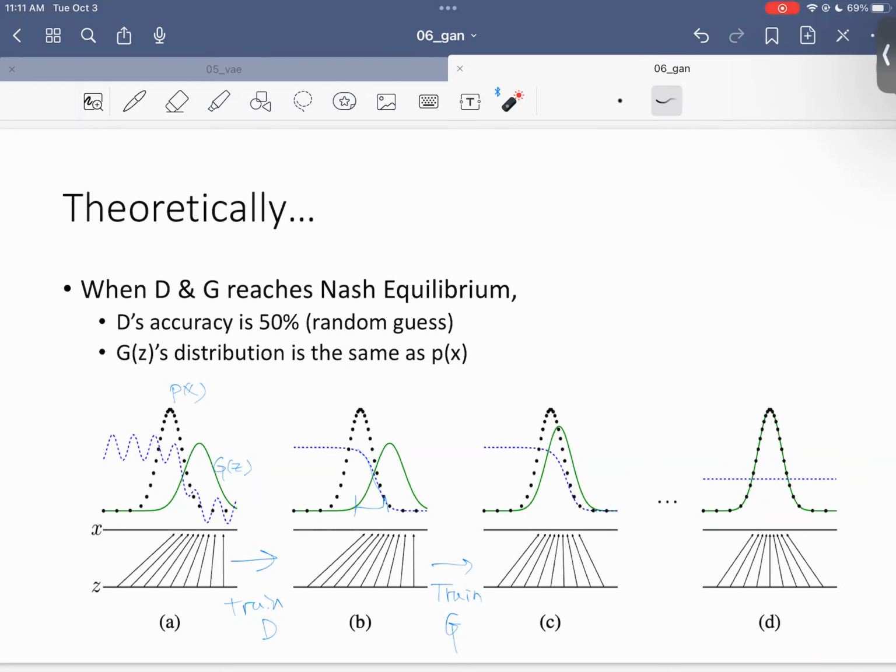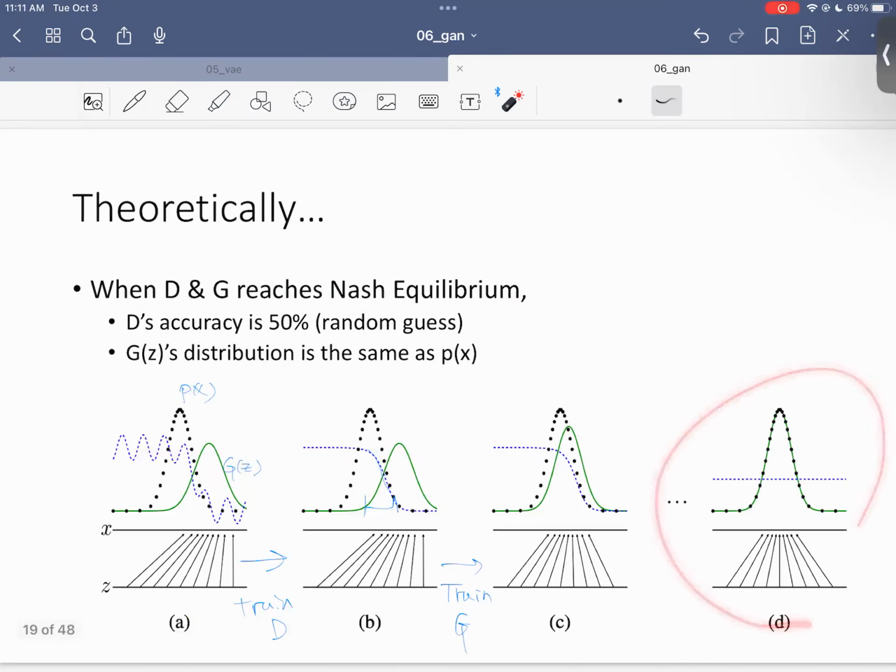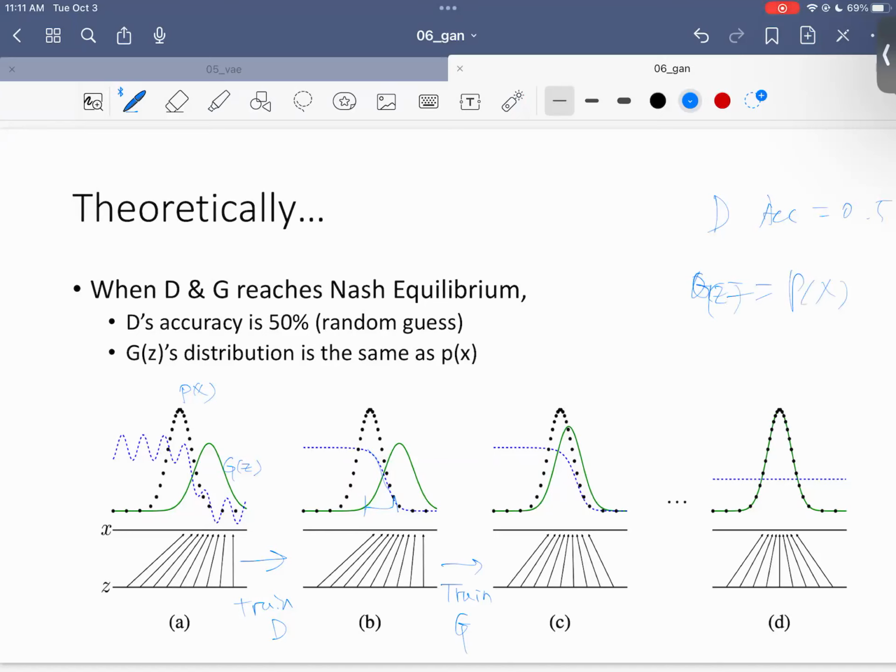So theoretically, when we're playing a two-person min-max game and we reach a Nash equilibrium, the accuracy will be 0.5 all the time, and G will be the same as PX. This is guaranteed theoretically when Nash equilibrium is reached. But in reality, we never know that we will reach Nash equilibrium. And if you go to the next slides, we'll see that this is no longer a min-max game; it's going to be a max-max game. So this is all just theory, but it's a beautiful theory nonetheless.